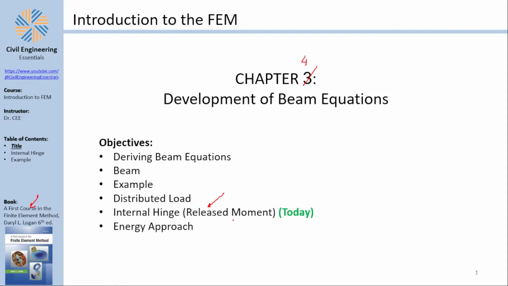Now, this is also called released moments in Autodesk Robot, and we're going to understand how things are done in the finite element method, as well as how things are done in software. For the software part, I will just give a small heads up at the end of the video, but for now, we are going to deal with the theory here. This video might not be that long, so sit back, relax, and enjoy the show.